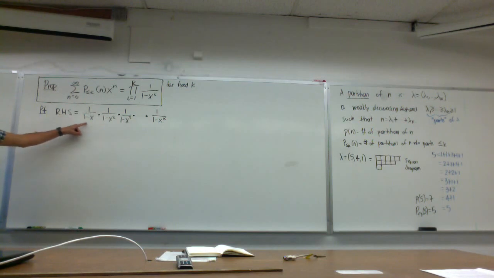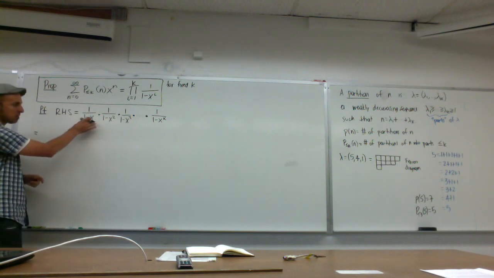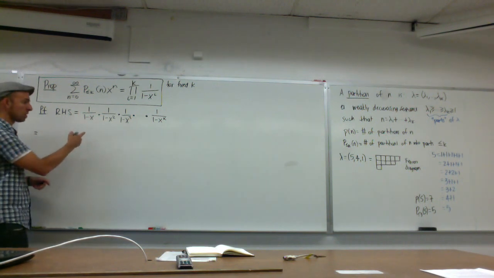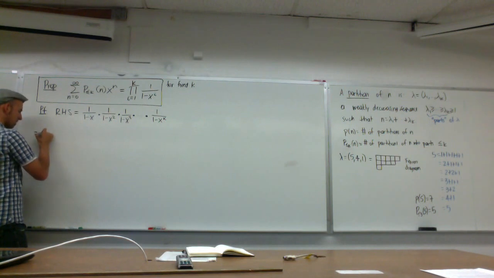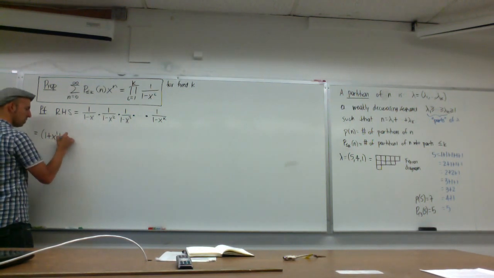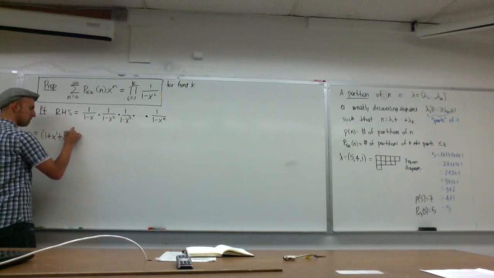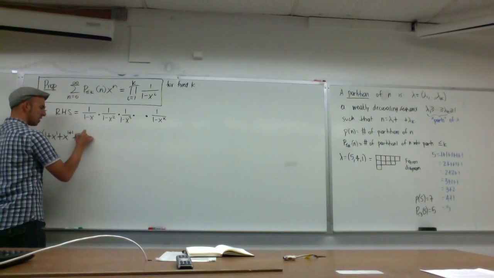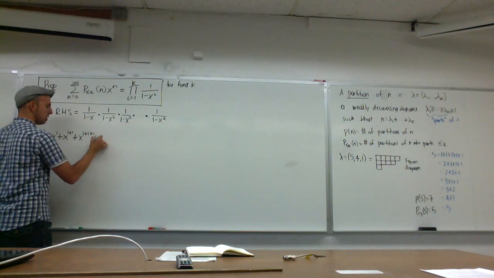Okay. Now let's take each one of these things and, well, not multiply it out. Each one of these things is a geometric series. So let me take 1 over 1 minus x and write it as 1 plus x to the 1 plus x to the 2, which I'm going to write as 1 plus 1, plus x to the 3, which I'm going to write as 1 plus 1 plus 1, etc.